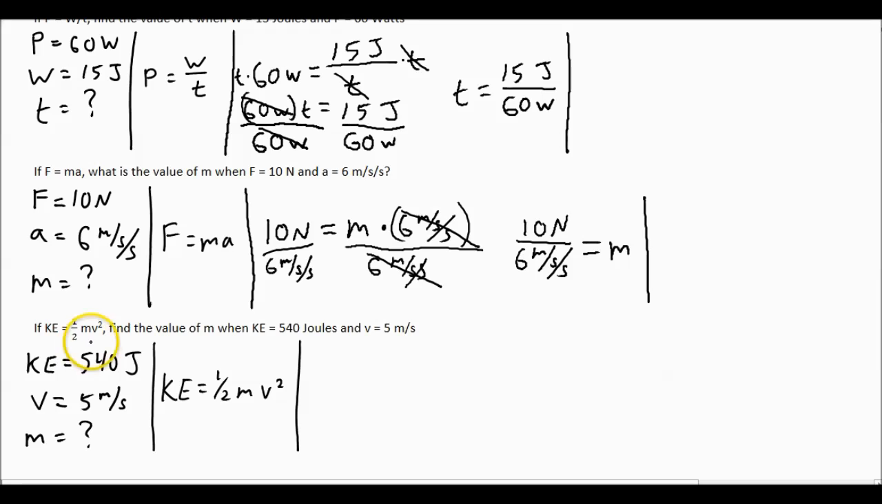In this last question, we have KE is given, is 540 joules, velocity is 5 meters per second, and we need to find the value of mass, m. So we have these variables, so we're able to choose this equation, and so I'm going to substitute the 540 joules for KE times 1/2 mass multiplied by 5 meters per second squared.